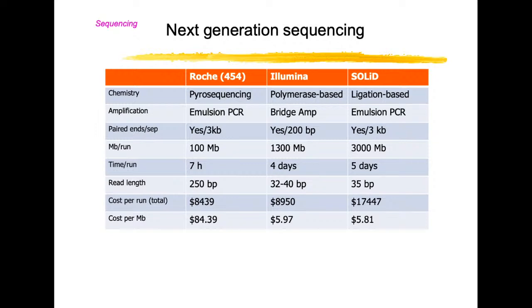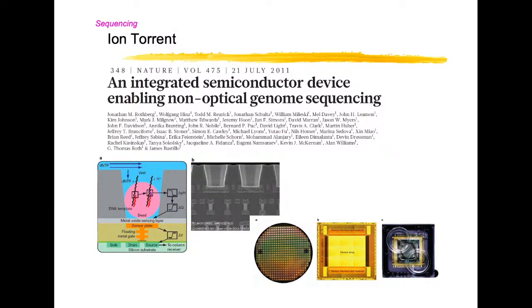According to the read length, how many base pairs are read at once? It's 250, 32, 35. And then the cost per run is 84,039, 89,050, and 17,447. Solid is the most expensive per run, but per megabase pair Solid is actually more cost effective, and Roche is the most expensive. So you have to choose what you're looking for. I will go directly into this next generation sequencing part and explain it in detail here.